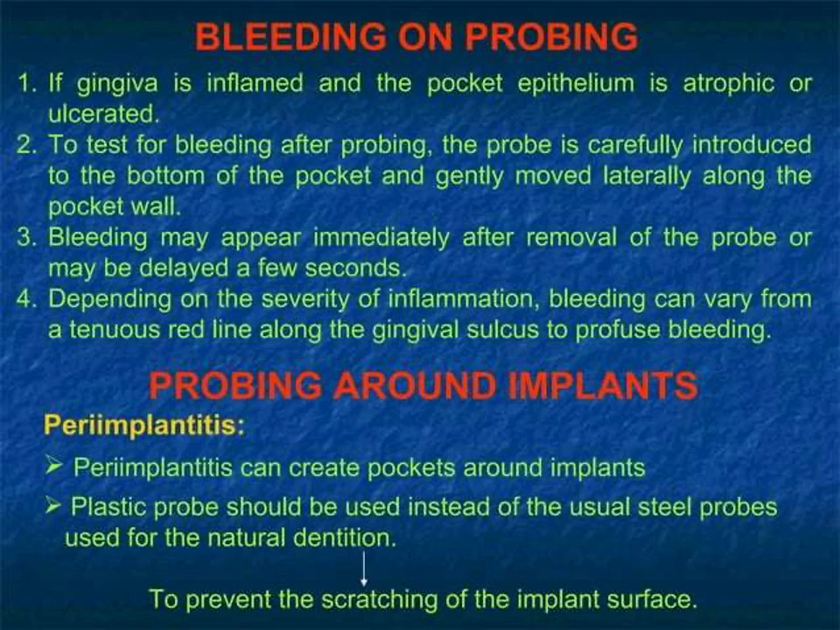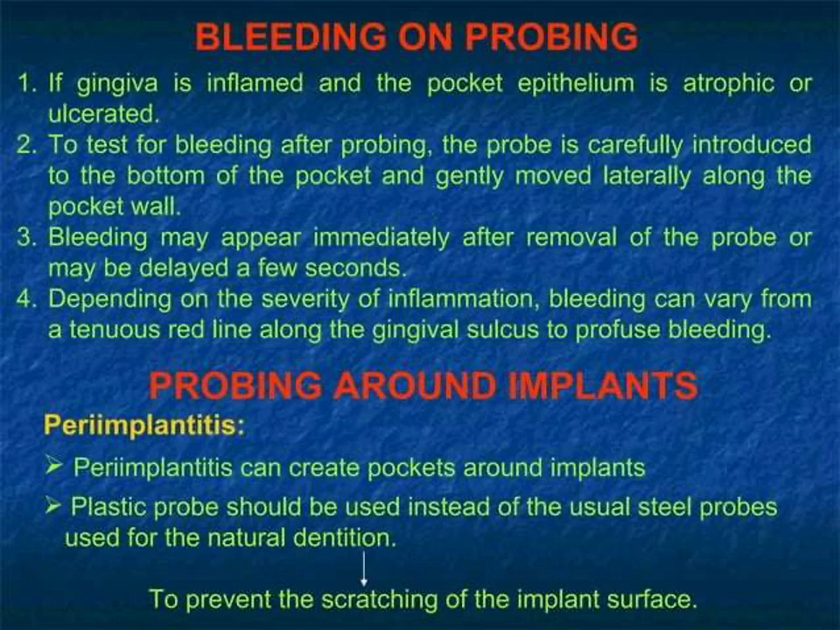Bleeding on probing. If the gingiva is inflamed and the pocket epithelium is atrophic or ulcerated, to test for bleeding after probing, the probe is carefully introduced to the bottom of the pocket and gently moved laterally along the pocket wall. Bleeding may occur immediately after the removal of the probe or may be delayed a few seconds. Depending on the severity of inflammation, bleeding can vary from a tenuous red line along the gingival surface to profuse bleeding.